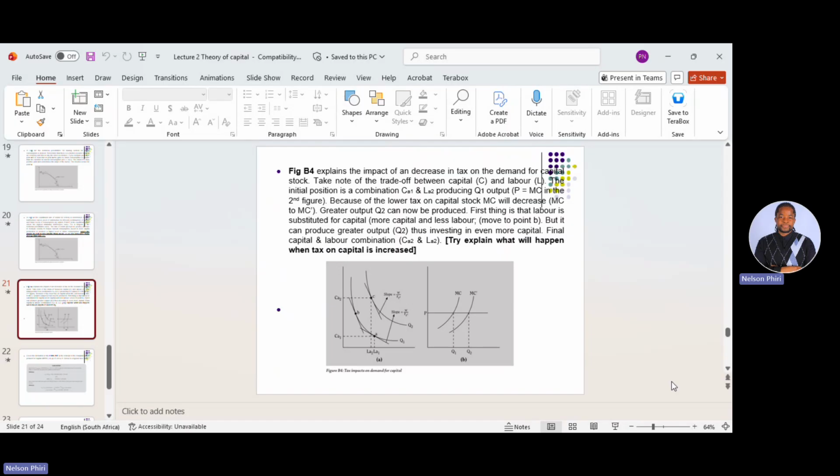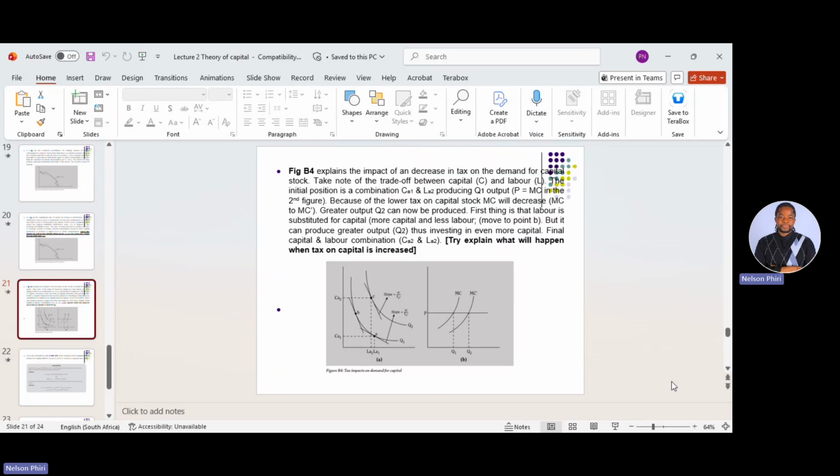This decrease in tax reduces your marginal cost. Your marginal cost decreases from MC to MC dash. Now when you reduce that tax, it results in a greater output being produced, from Q1 to Q2. The first thing that's going to happen is that more capital is substituted for labor, i.e. we're going to have more capital and less labor. So we move on to point B on that Q1 curve, but we're now going to produce more output at Q2. Thus, we're going to invest more in capital, which moves us to our equilibrium point of CA2 and LA2.